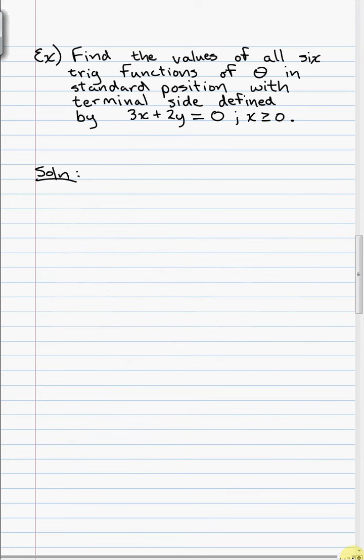Okay. So find the values of all 6 trig functions of theta in standard position with terminal side defined by the line 3x plus 2y is equal to 0, with x greater than or equal to 0. So first thing I'm going to do is draw this picture, and then try to figure out where this is and try to figure out x and y. So 3x plus 2y is equal to 0 is a line. The easiest way to draw a line is to plot 2 points. So what I'm going to do is start off by just plugging in an x value and figuring out what y is going to be.